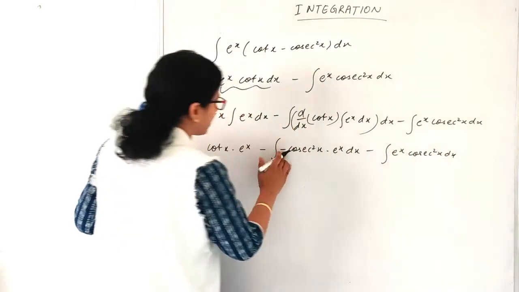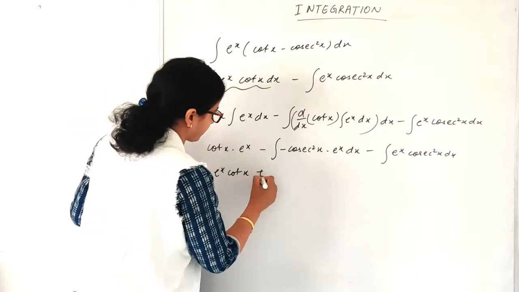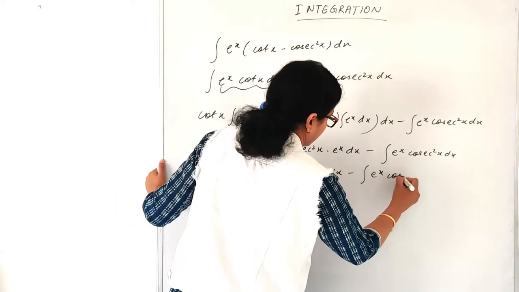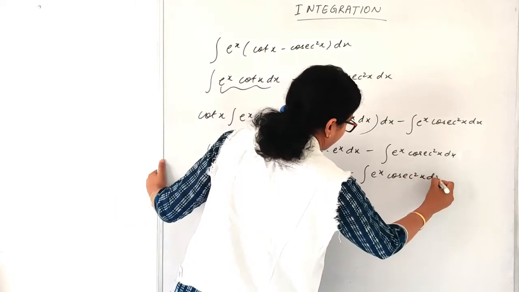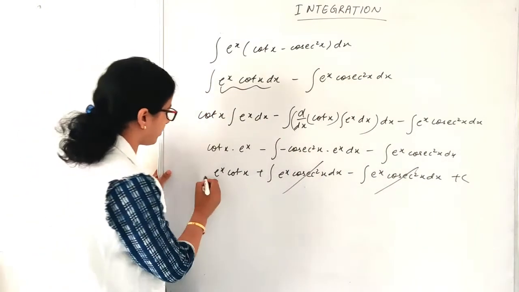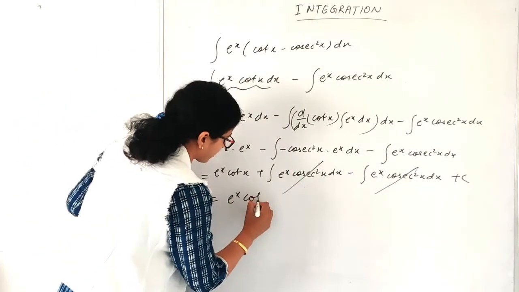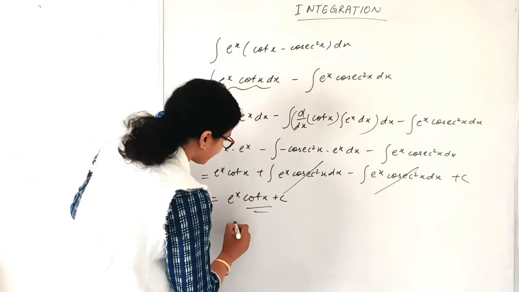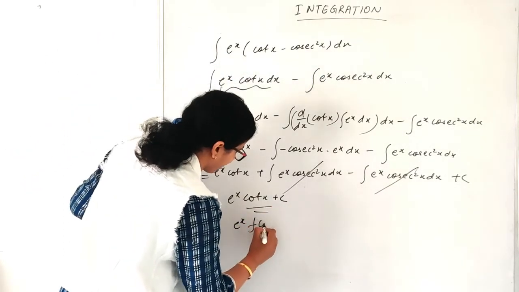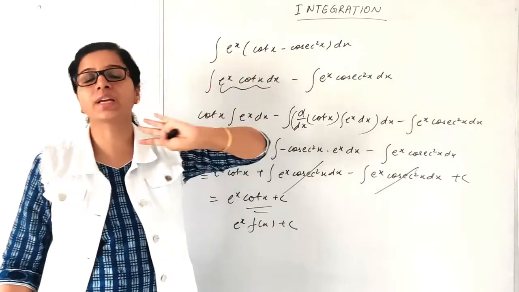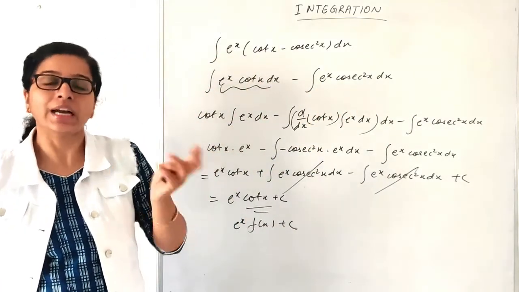Now pay attention here, minus minus will become plus. Gets cancelled. So my required answer is e^x cot x plus c. So what we observed here, that always the answer is e^x f(x) plus c. The f'(x) part gets cancelled. So we can directly also write this answer. Let us take one more question.